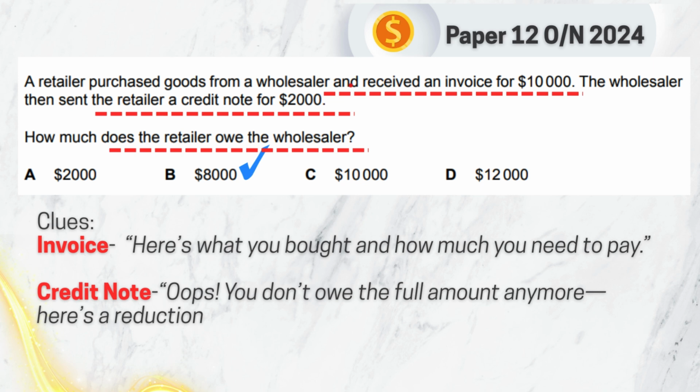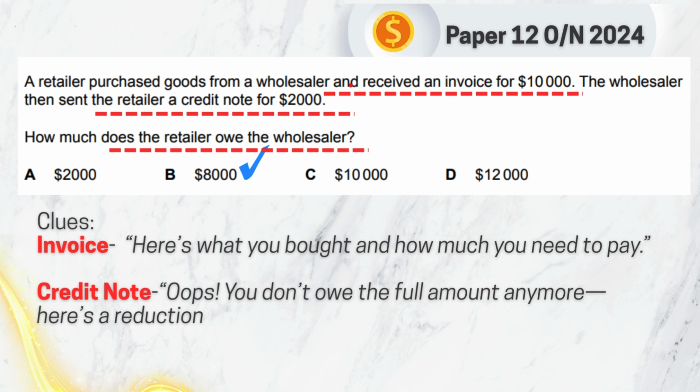A retailer buys goods from a wholesaler and receives an invoice for $10,000. The wholesaler then sends the retailer a credit note for $2,000. So take note, the wholesaler gives an invoice to the retailer. It means the buyer, the retailer, receives an invoice. It's a document. Then the wholesaler sends the retailer a credit note for $2,000. The question is, how much does the retailer owe the wholesaler?